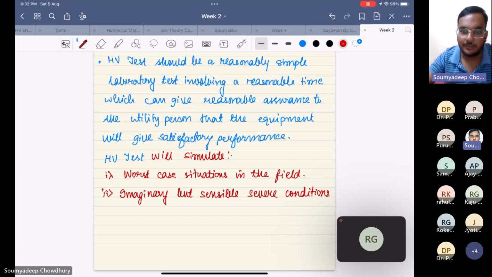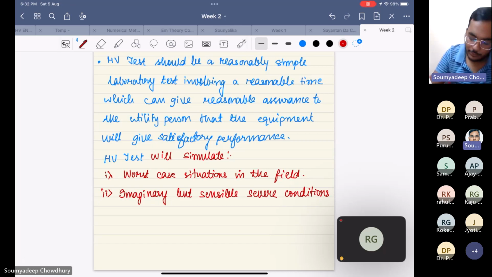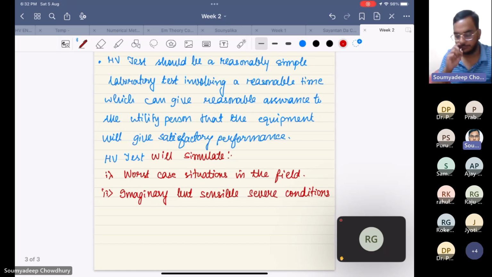Imaginary but sensible severe conditions. We should be prepared for that also. So this is our worst-case situation as I was talking. Based on analysis, or based on different previous incidents, we can understand what the worst-case situation is. But apart from that, we should also be prepared for some imaginary conditions, like this has not happened any time before.